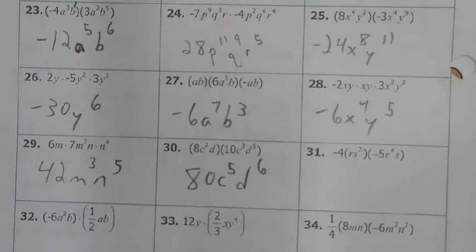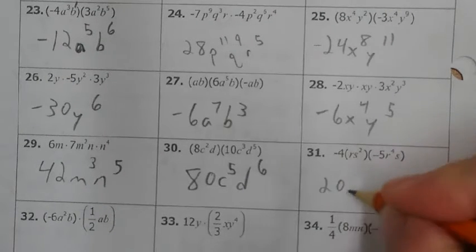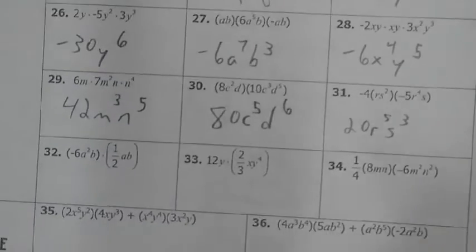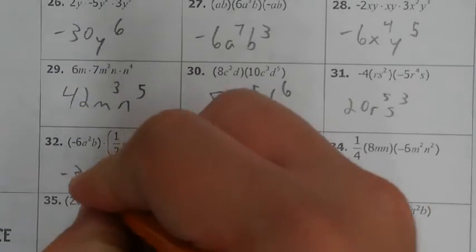Jack, what'd you get for 31? 180 r to the 5th power, s to the 3rd power. Very good. 32. Evelyn? Negative 3 a to the 3, e to the q. Nice.